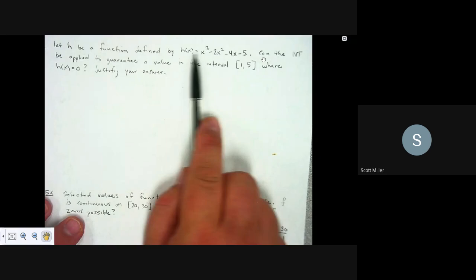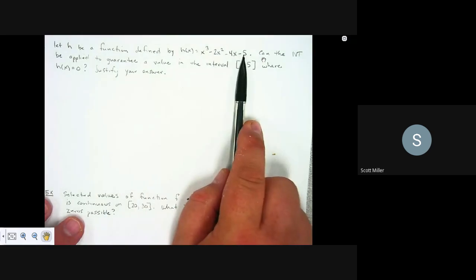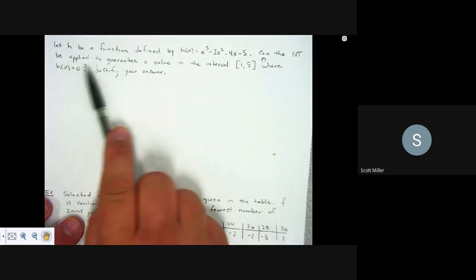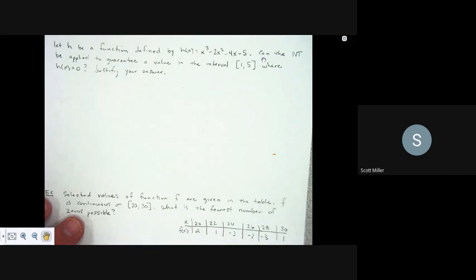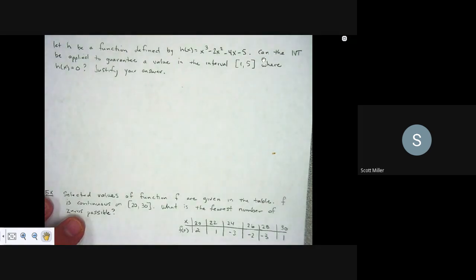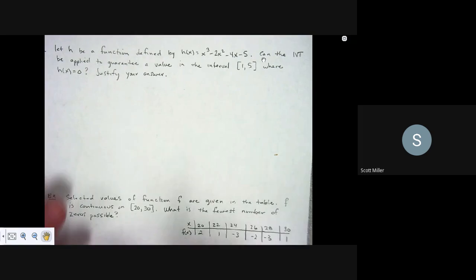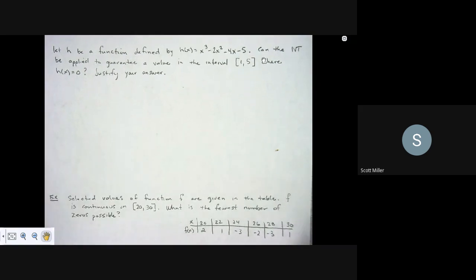So here's an example. Let h be a function defined by this. Can the intermediate value theorem be applied to guarantee a value in this interval where h of x equals 0? Justify your answer. So we have to go through a process of justification. Okay? So how do I start a problem like this? What am I supposed to be thinking about when I see a problem like this?